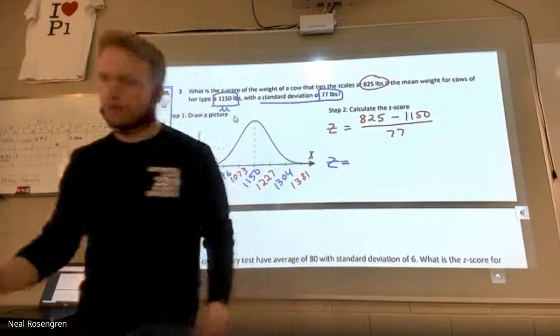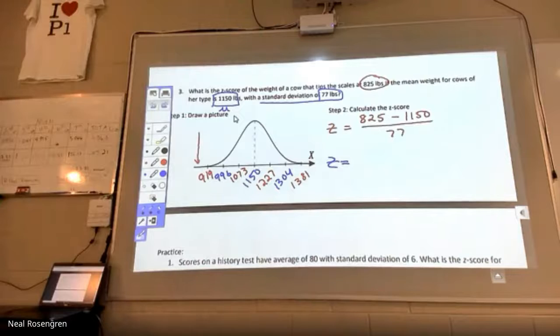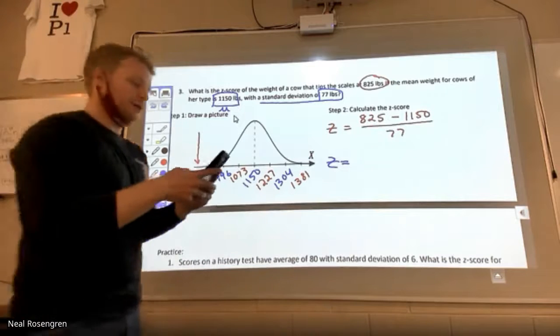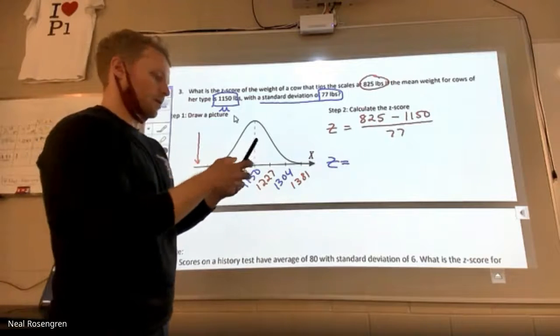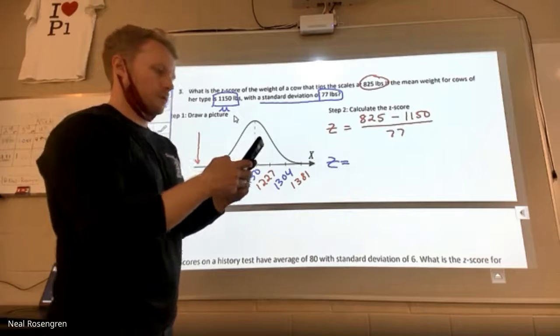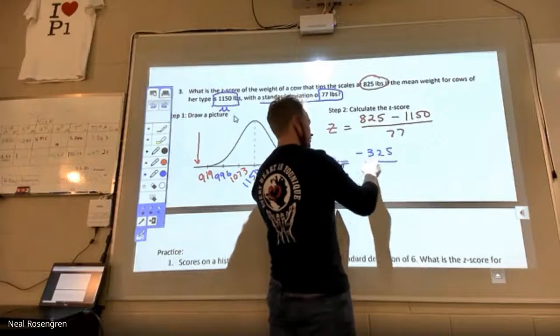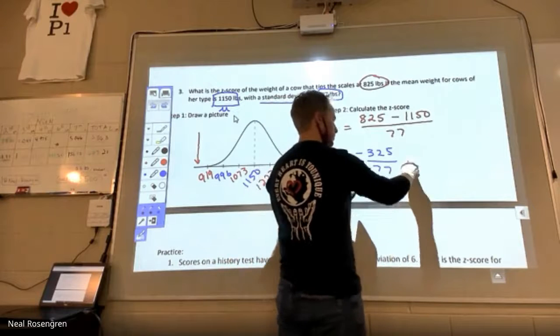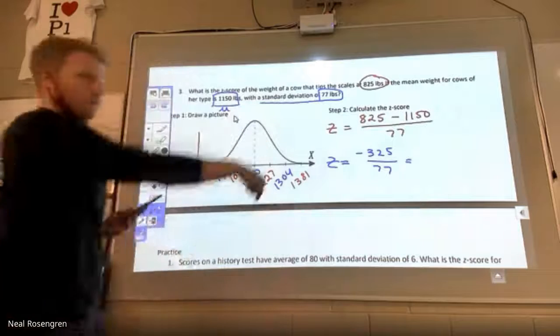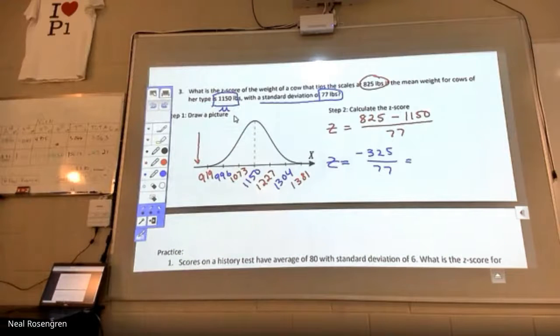Now you can put it all together at once. I like to take my time and put the tops together first, just to make sure I'm plugging this in my calculator right. Okay, cool. So negative 325. The order obviously matters because negatives versus positives are going to be on one side of the mean versus the other. If you have a negative z-score, you're less than the average. If you have a positive z-score, you're above.